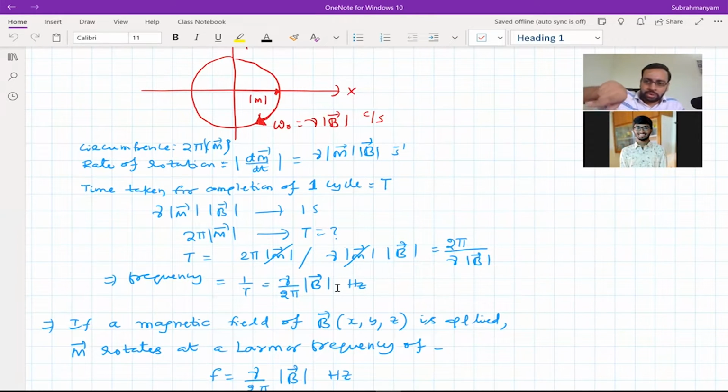So it is now rotating. For the time being, you are not worried about the z component at this point, the magnetic field in the z direction.